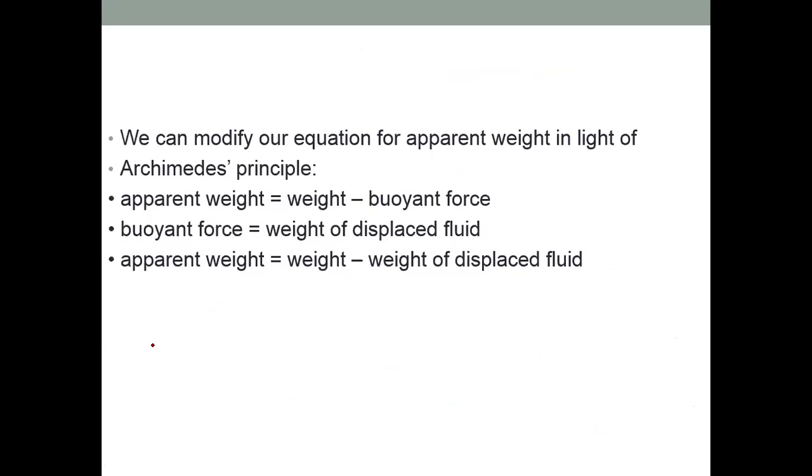So we can modify the equation over here by applying the Archimedes principle. Apparent weight, remember, was equal to weight minus buoyant force. We know that buoyant force is equal to the weight of displaced fluid. So when you replace buoyant force by the weight of displaced fluid, we are going to have this formula: apparent weight equals weight minus weight of displaced fluid.